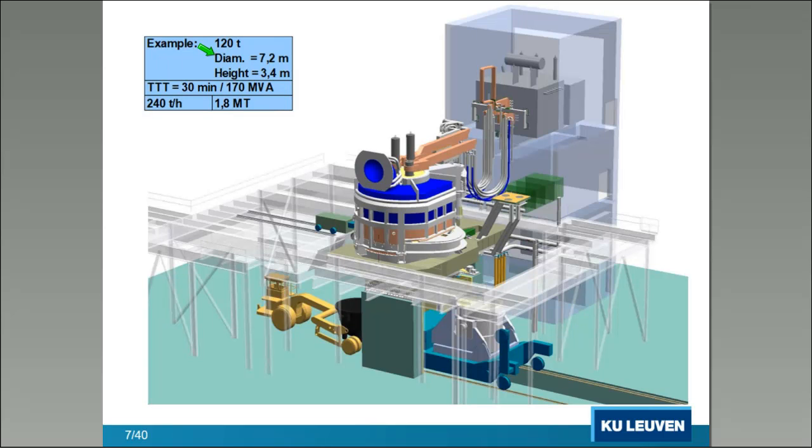The diameter of the vessel is 7.2 meters. Its height is 3.4 meters. The tap-to-tap time, so it's a batch process. That means you fill the basket, you sink the electrodes, you do the process, and after 30 minutes, you can start with another basket. So tap-to-tap time, 30 minutes. The electrical power amounts to 170 megavolt ampere. We have here a production capacity of handling, that means melting, 240 tons per hour, and a yearly production of 1.8 million tons.